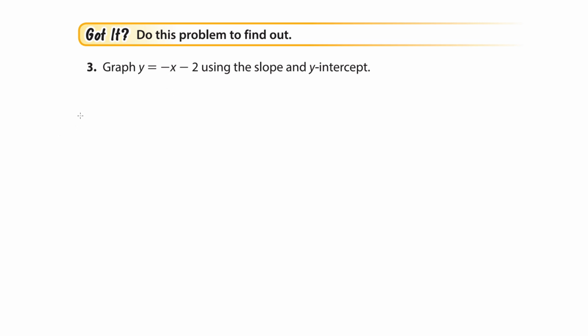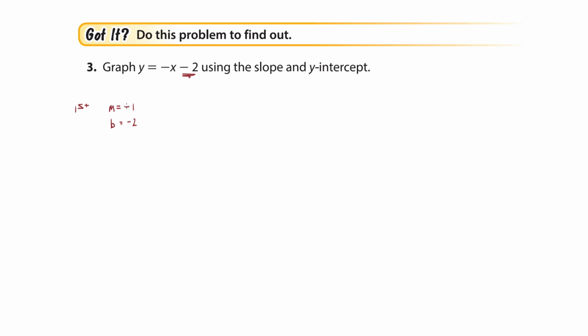The first thing I'm going to do is identify the slope. The slope is the coefficient of x, the number in front of the x, and there's an understood 1 right there, so the slope is negative 1. I also need to identify the y-intercept. We call that b. The y-intercept is simply this number out here, negative 2. So the slope is negative 1 and the y-intercept is negative 2.